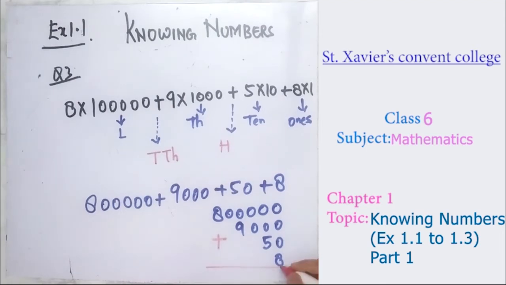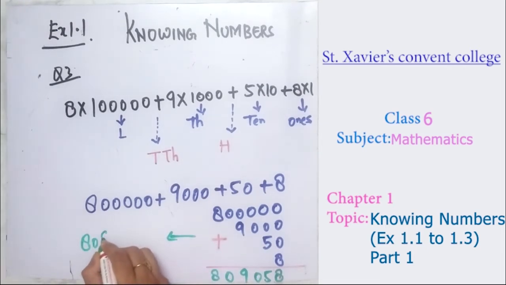Now add them. 8, 5, 0, 9, 0, 8. So the final answer is 8, 0, 9, 0, 5, 8. This is your answer. This is the way you are going to accumulate the number.